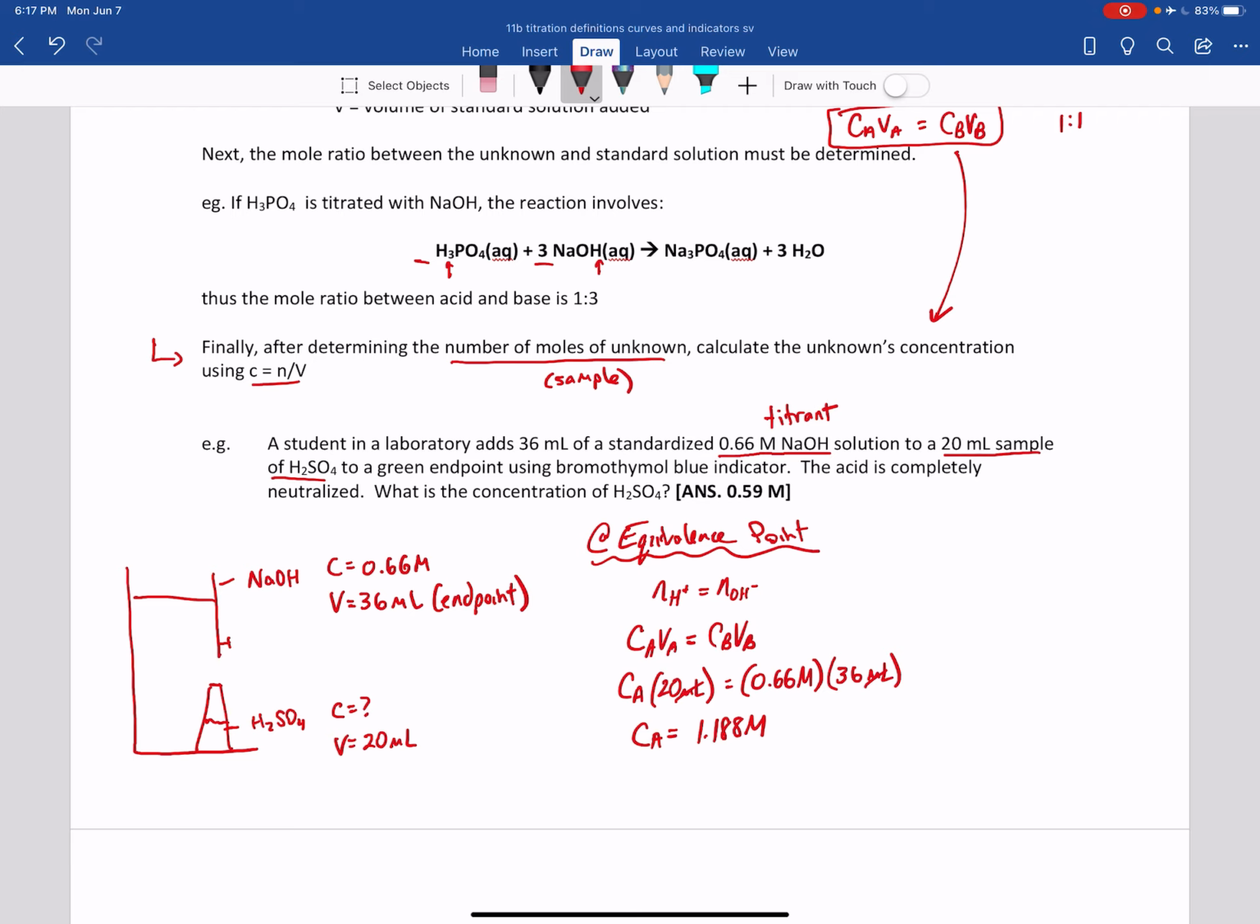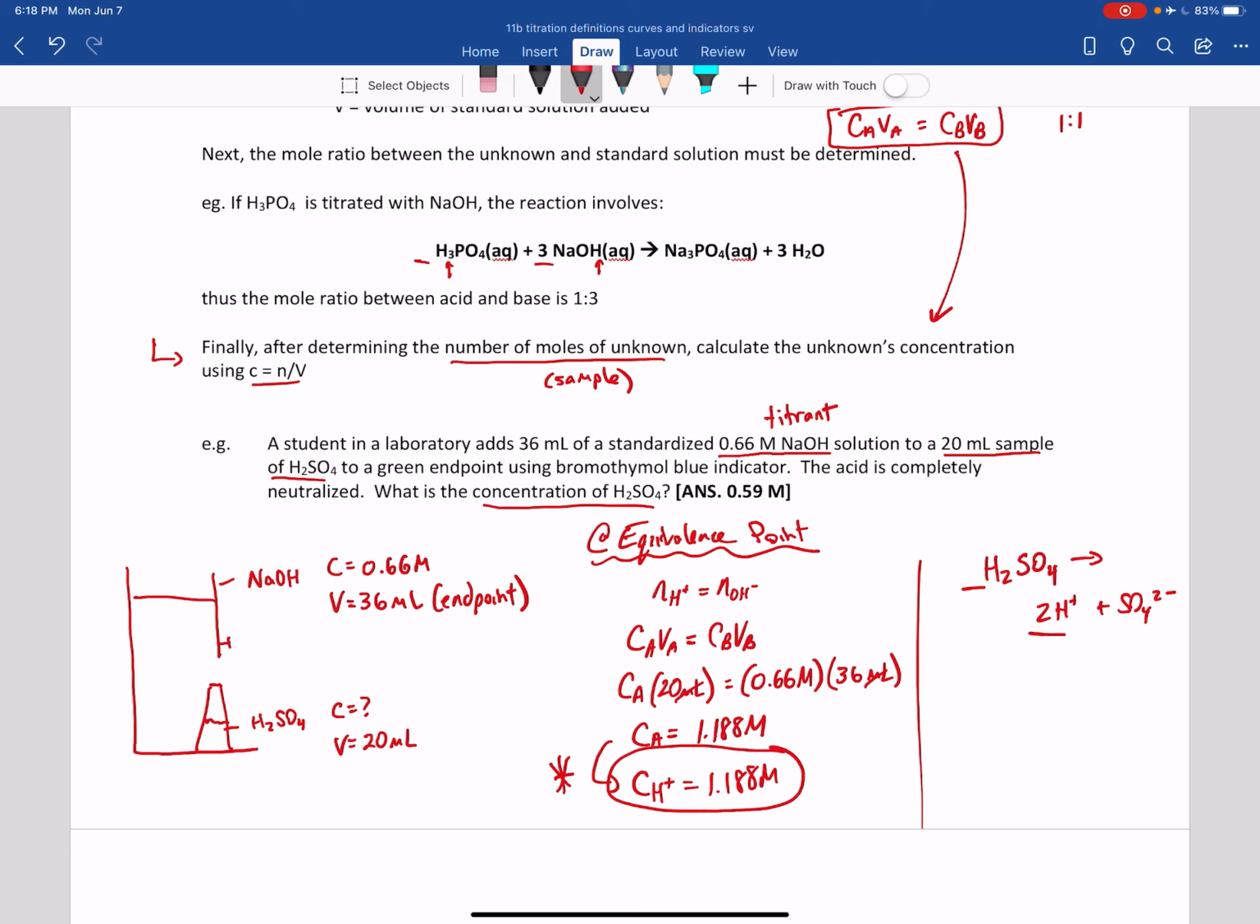Now, we have to be careful. This represents the concentration of the hydrogen ions. What we're being asked for is the concentration of sulfuric acid. And if we look at the formula for that, if it dissociates into its ions, it contains 2 hydrogens and 1 sulfate ion. So because it's a 2-to-1 ratio, we should use a mole ratio to figure out how the concentration changes. So for every 2 moles of hydrogen, there is 1 mole of sulfuric acid. That ratio comes from the coefficients.